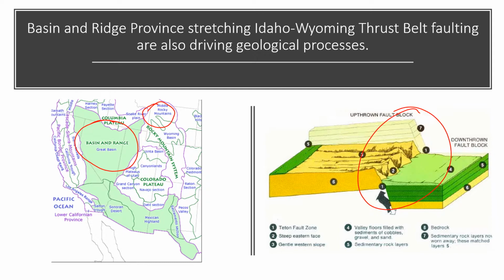Another process that has contributed to mountain building in the area of Yellowstone and Grand Teton is called the Idaho-Wyoming thrust belt. So what you have here are faults where one region of crust is being thrust against another piece of the crust. And when this happens, oftentimes at a thrust fault you have older rock that's pushed on top of newer rock. So that's a hallmark of this type of faulting.